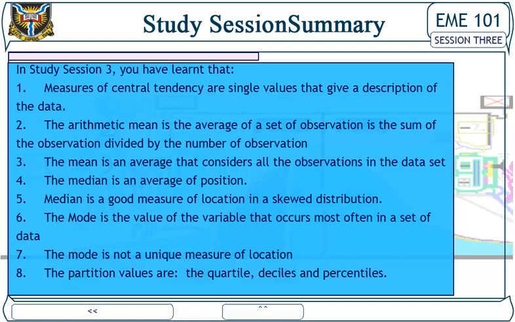6. The mode is the value of the variable that occurs most often in a set of data. 7. The mode is not a unique measure of location. 8. The partition values are the quartiles, deciles, and percentiles.